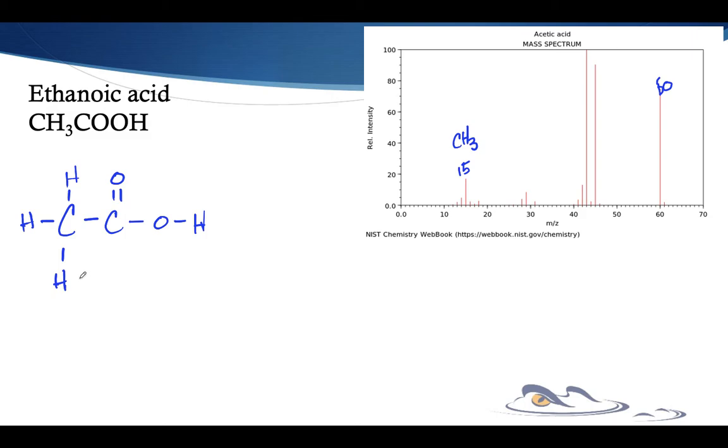Do I see a peak at 45? Well, here's 41, 2, 3, 4, and 5. Yeah, there's a pretty big peak right here at 45, right?